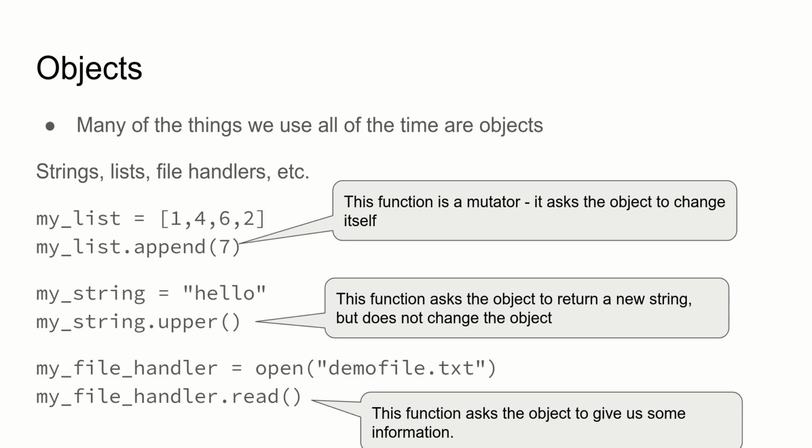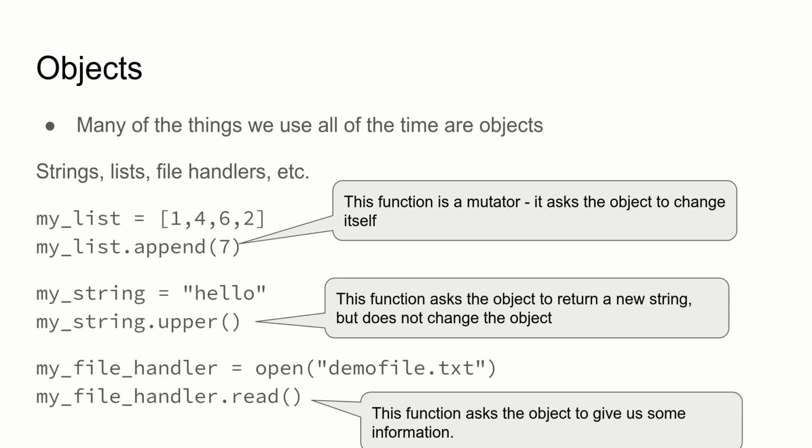This generates a new object, but it does not change the word hello. It will give us an all uppercase copy of hello, but it doesn't change my string and the fact that that string is the lowercase word hello. So that's another type of function. Mutators change. There are functions that ask for information or ask for a new object to be generated, like the string functions, upper, lower, things like that.